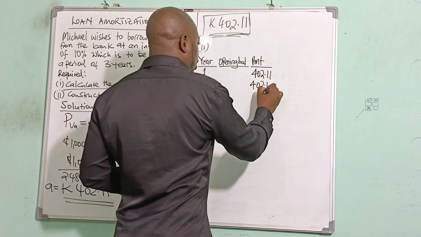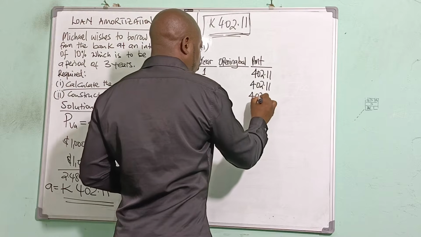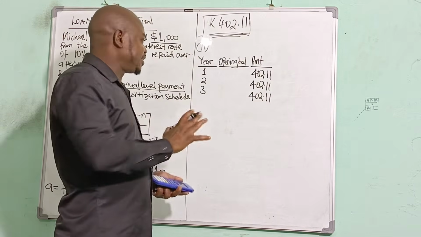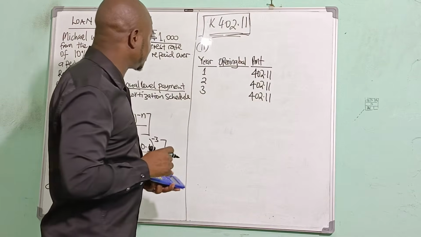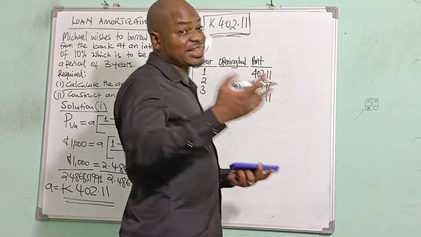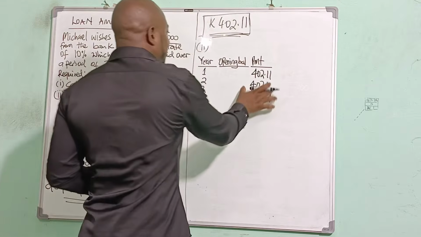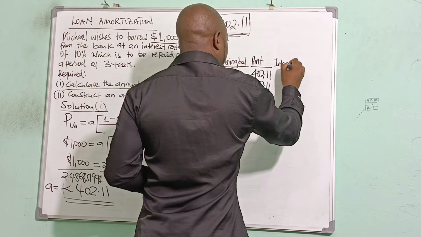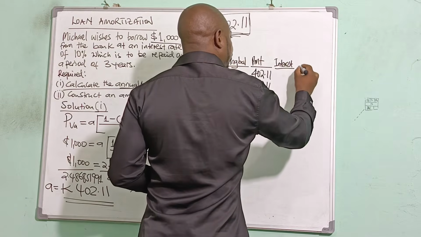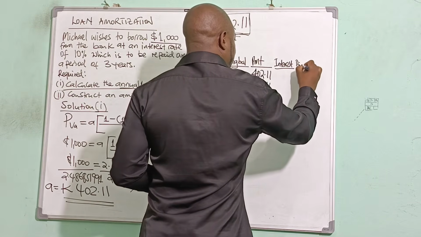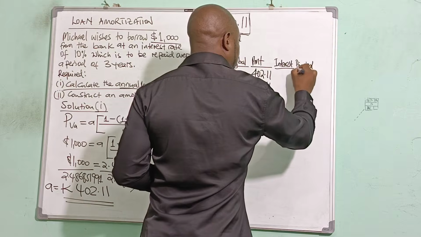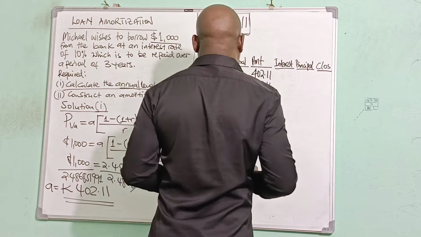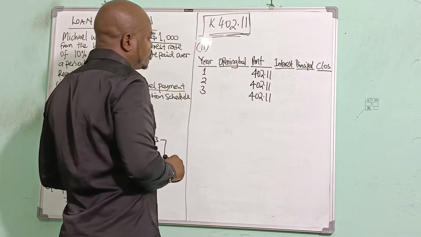402, 402, 402. So for the next 3 years, it will be like that. The payment doesn't change. Remember what I discussed. In this payment there are two things: number 1, the interest aspect, and number 2, the principal aspect, the principal payment. And then we have the closing balance here.